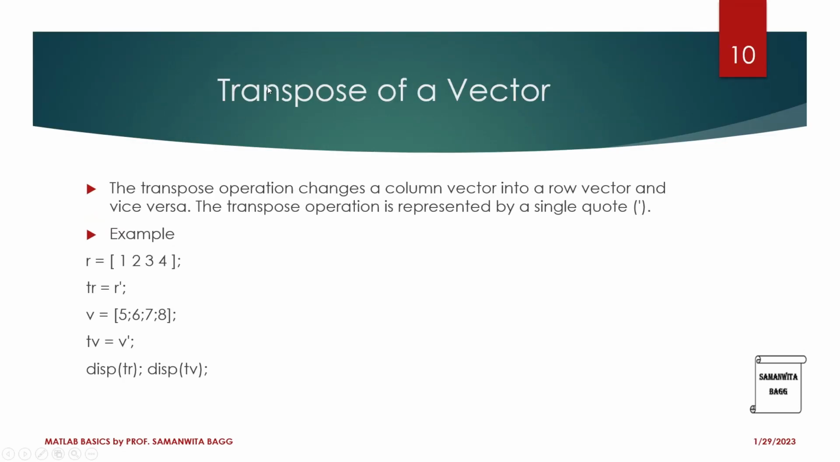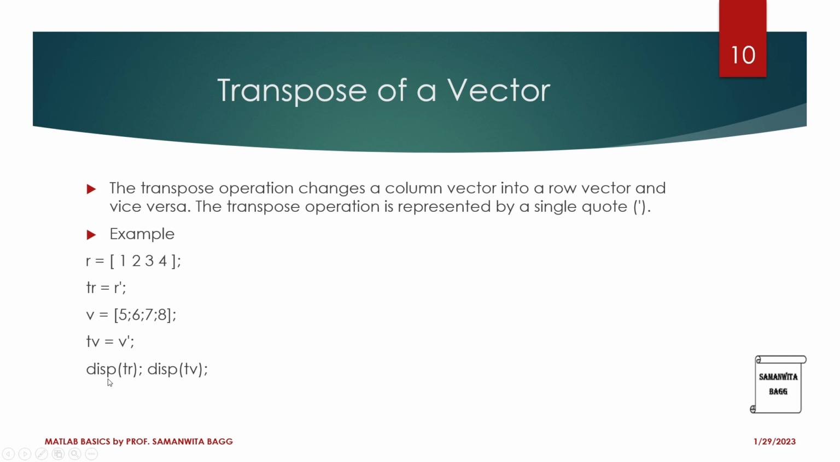Next, we'll talk about transpose of a vector. The transpose operation changes a column vector into a row vector and vice versa. The transpose operation is represented by a single quote, dash. Example, R is 1, 2, 3, 4 and TR is R dash. V is a vector 5, 6, 7, 8 and transpose is V dash.